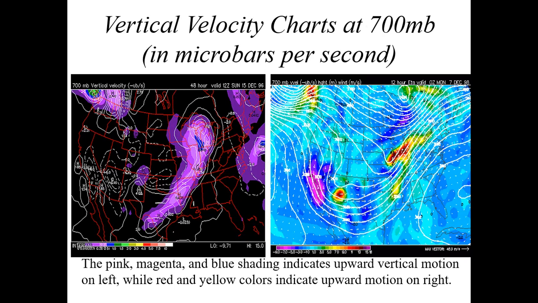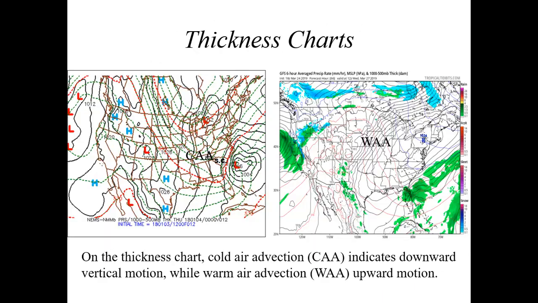The image on the right shows another type of vertical velocity chart at 700 millibars, or 10,000 feet. The reddish colors and the yellow colors indicate upward vertical motion. All right, so you see yellow and reds, that's upward vertical motion. If you see purples, that's downward vertical motion. If you see blues, that's downward vertical motion. So this is an example of a vertical velocity chart. And again, the vertical velocity is not all that great in magnitude, but it's very important. It doesn't take much rising or sinking air motion to really affect the sensible weather at the surface.